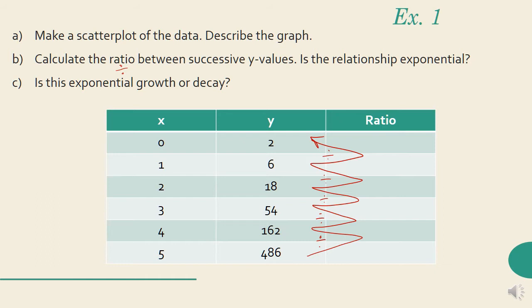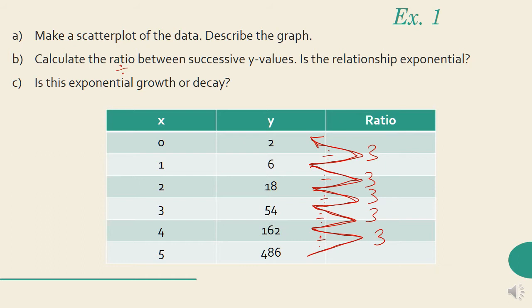If you take out your calculator and do 486 divided by 162, you should get 3. The next one, 162 divided by 54. So remember, start here: this divided by this is 3. This divided by this, you get 3 again. 54 divided by 18, 3 again. 18 divided by 6, 3. 6 divided by 2, 3. What you notice is they are all the same.